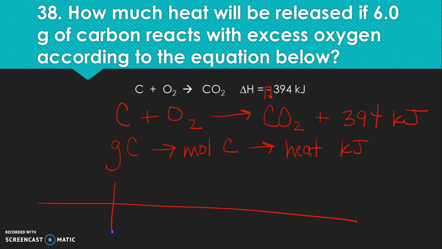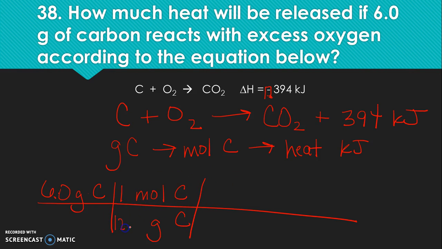To draw my T-chart, I start with 6.0 grams of carbon. Let's make that decimal better. I want to get rid of grams of carbon. And again, because I'm going to follow my roadmap, I'm going to go to moles, carbon. And whenever we're going grams to moles, it's 1 mole.